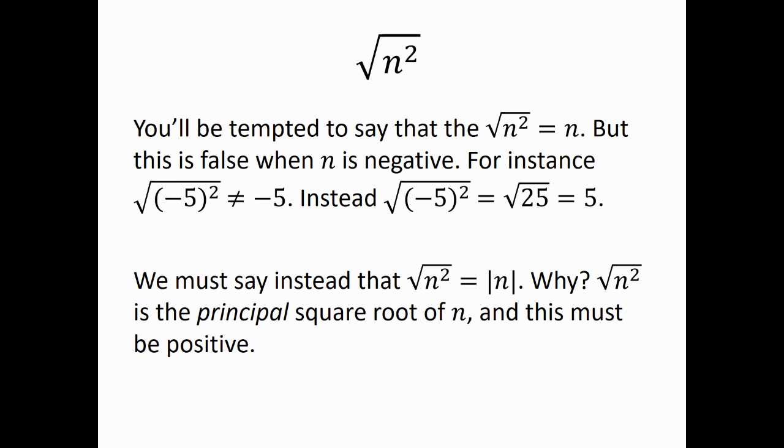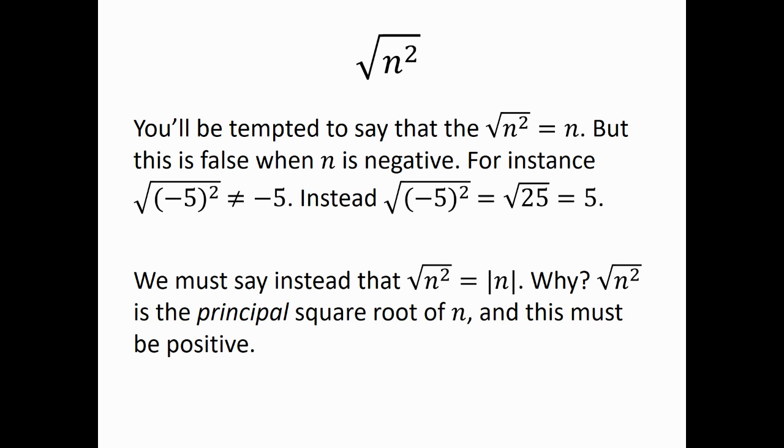Instead, think of it like this. The square root of negative 5 squared is, of course, the same as the square root of 25, because negative 5 squared is 25, and then the square root of 25 is 5. So the square root of n squared is not in general equal to n. When n is negative, that's simply not true.